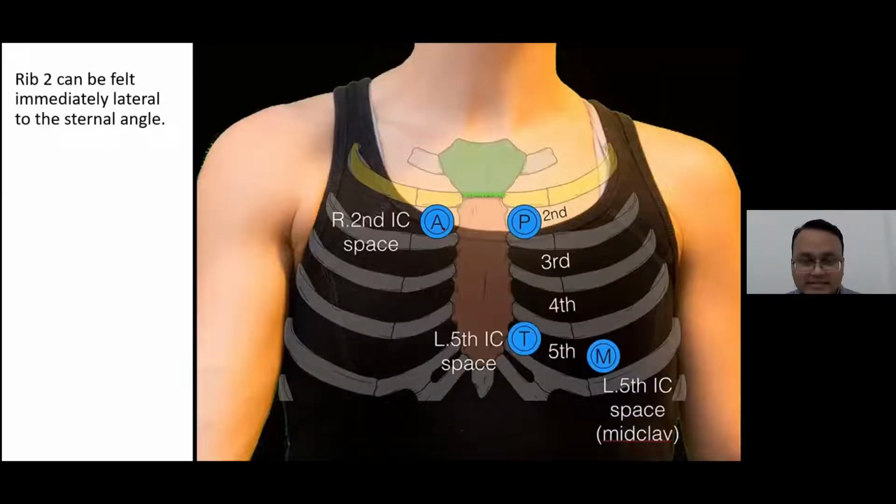Okay, so these are just some images, and I'm trying to correlate this with some clinical aspects. Here you can find the second rib, the third rib, the fourth rib, the fifth rib, and this is helpful to know where to put the stethoscope for the purpose of auscultation, to listen to the sounds of the heart and lungs. So where is the best location to hear the aortic valve, pulmonary valve, tricuspid valve, and mitral valve?